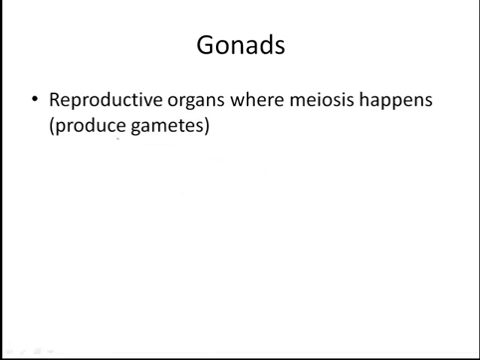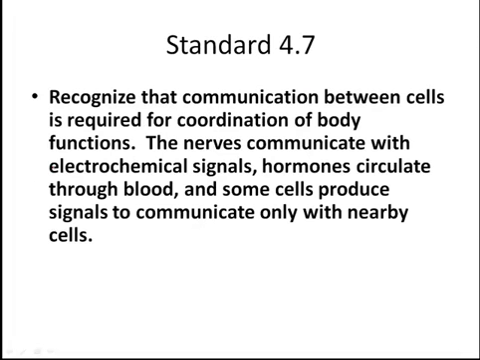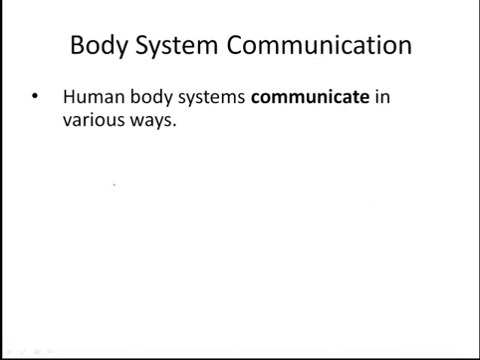Gonads are where the gametes are made, so that's where the process of meiosis happens. So in females, the gonads are the ovaries, and in males, the gonads are the testes. And they're going to do meiosis, and they're going to make your sperm and egg. And when the sperm and egg come together, they will get fertilized and make a zygote. The egg gets fertilized.